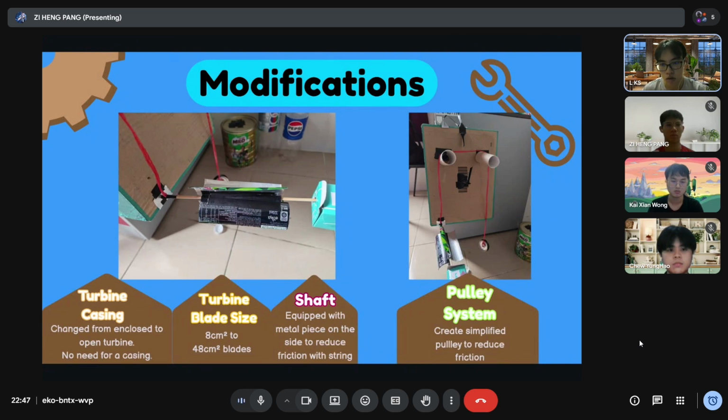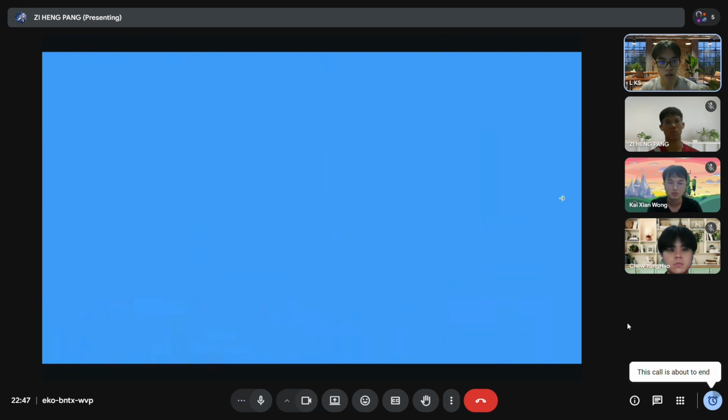And then for the modifications, for the turbine casing, we changed from enclosed to open turbine, so there is no need for casing. And then the blade size, we changed from 8 centimeters square to 48 centimeters square blades. The shaft is equipped with a metal piece on the side to reduce friction with the string and the box. And lastly, the pulley system, we simplified the pulley to reduce friction on the rollers so that it's easier for the turbine to spin and move the load.